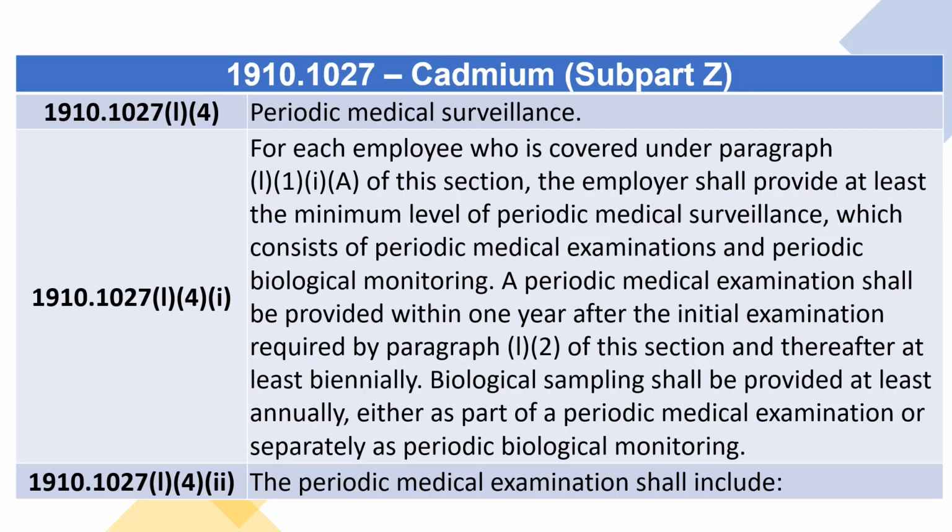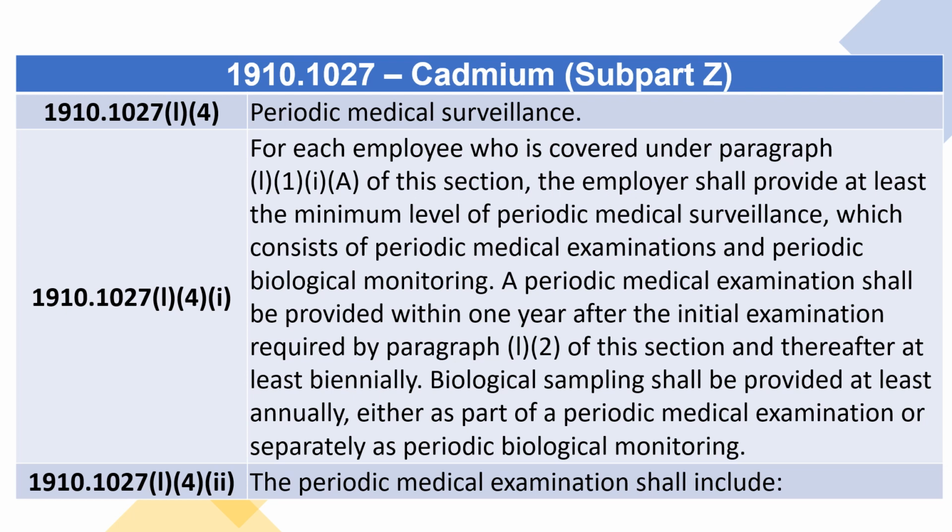1910.1027 (l)(4) Periodic medical surveillance. 1910.1027 (l)(4)(i): For each employee who is covered under paragraph (l)(1)(i)(a) of this section, the employer shall provide at least the minimum level of periodic medical surveillance, which consists of periodic medical examinations and periodic biological monitoring. A periodic medical examination shall be provided within 1 year after the initial examination required by paragraph (l)(2) of this section and thereafter at least biennially. Biological sampling shall be provided at least annually, either as part of a periodic medical examination or separately as periodic biological monitoring.